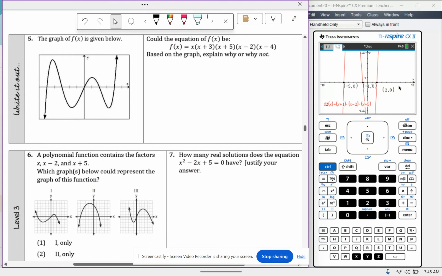The graph of f of x is given below. Sorry for the interruption. It's all good, we're all here. The graph of f of x is given below. Could the equation of f of x be f of x equals x times x plus 3 times x plus 5 times x minus 2 times x minus 4? Based on the graph, explain why or why not.